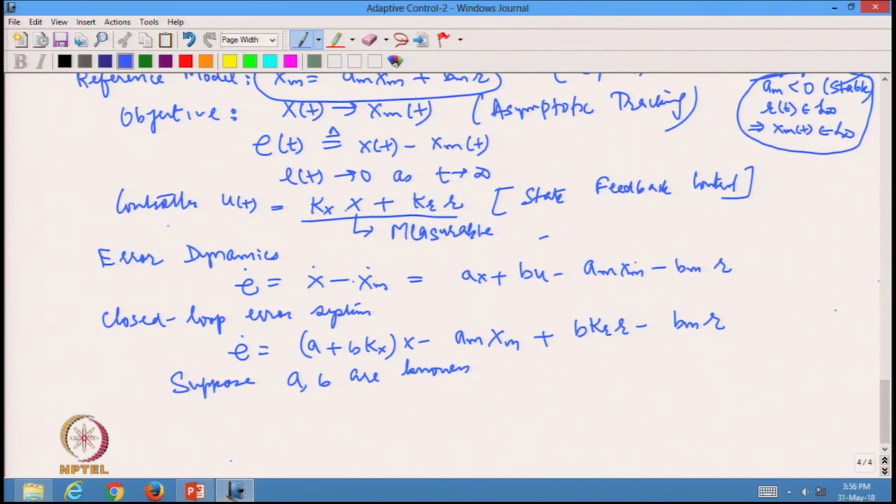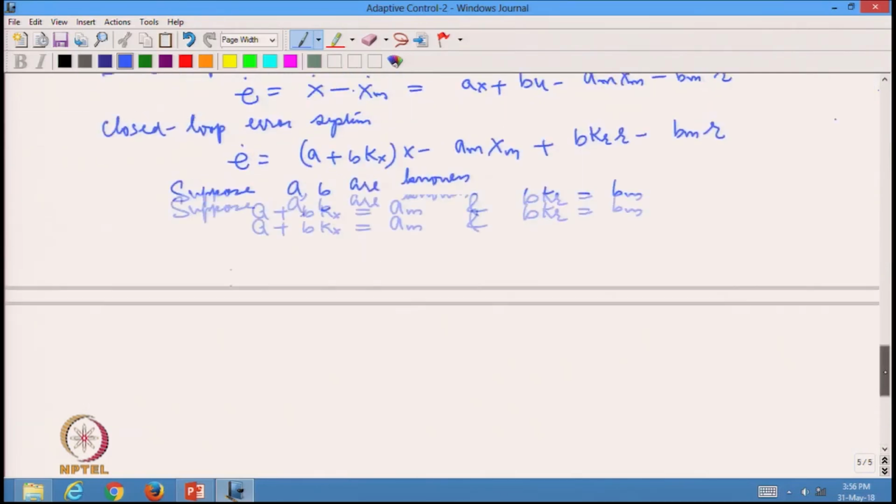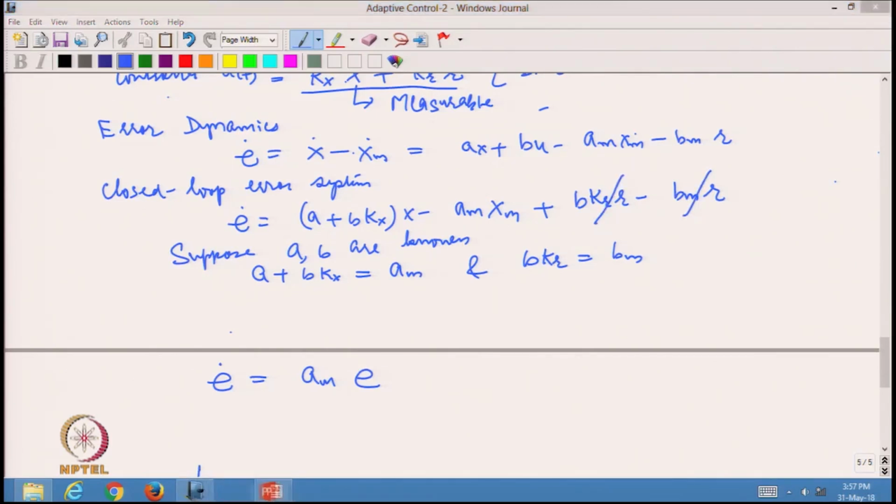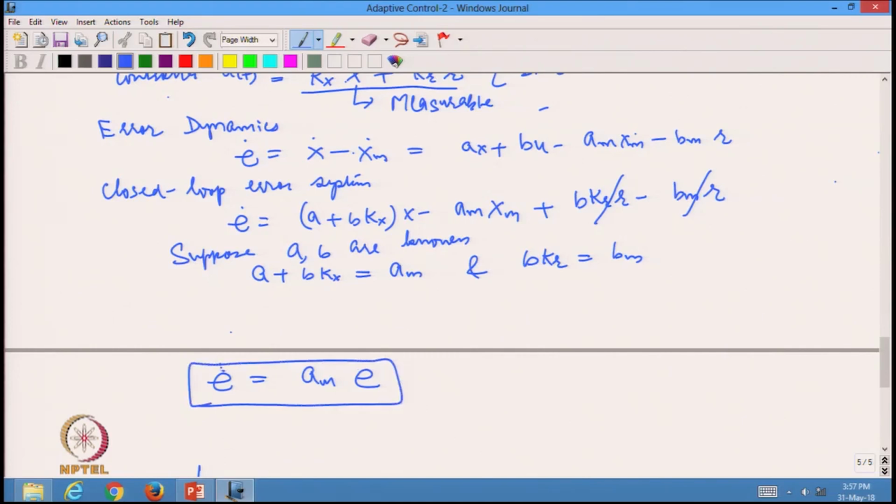So, then what we can do such that this error goes to 0. We want this error to go to 0, which means that if we make sure that A plus B k x is equal to A m and B k r is equal to B m. If these two conditions are true, then E dot becomes simply A m times E, right, because these two terms cancel off, and this is what we get. Okay, this is E dot.